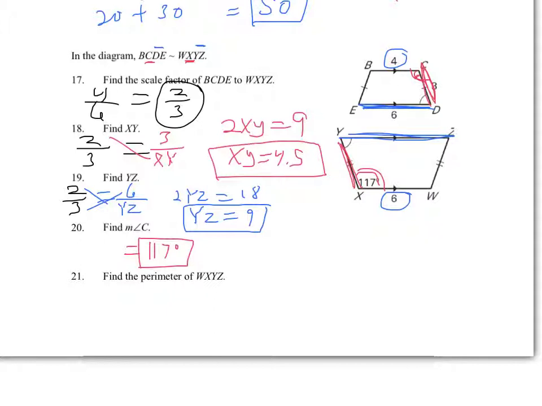And then the last one of these, find the perimeter of WXYZ. So that means I need to figure out all of these sides. We already figured out that YX, or XY, is 4.5. And we know this side's also 4.5 because it tells us those are congruent. And we also figured out that YZ is 9. Okay, so you could just add up all four of those, right? 4.5 plus 4.5 plus 9 plus 6. So the 4.5s together equal 9. 9 and 9 makes 18, plus 6 is 24.